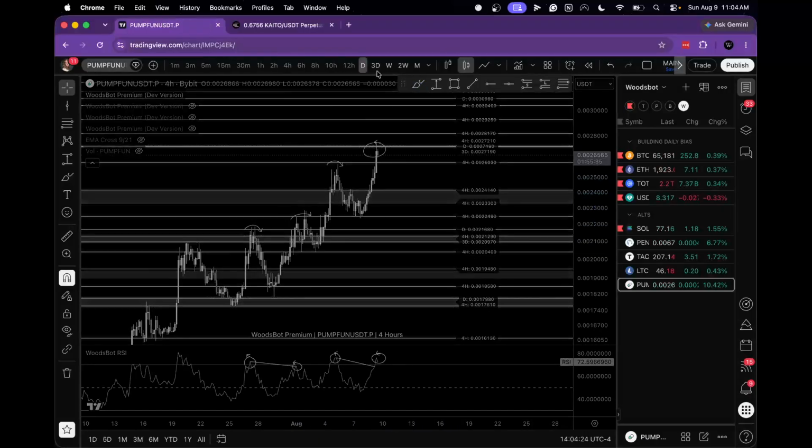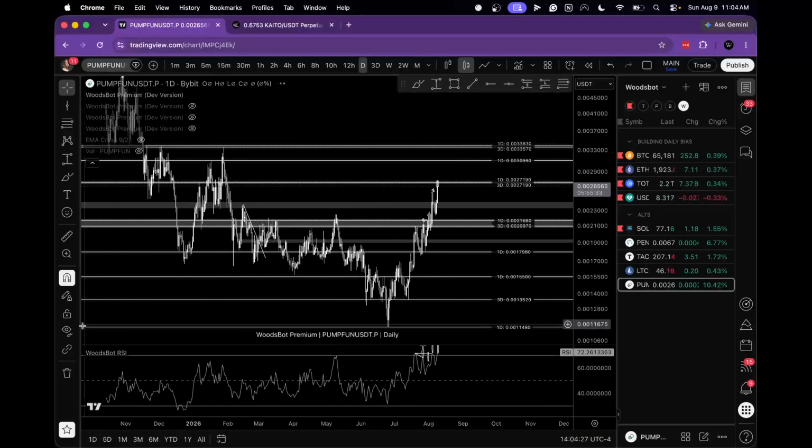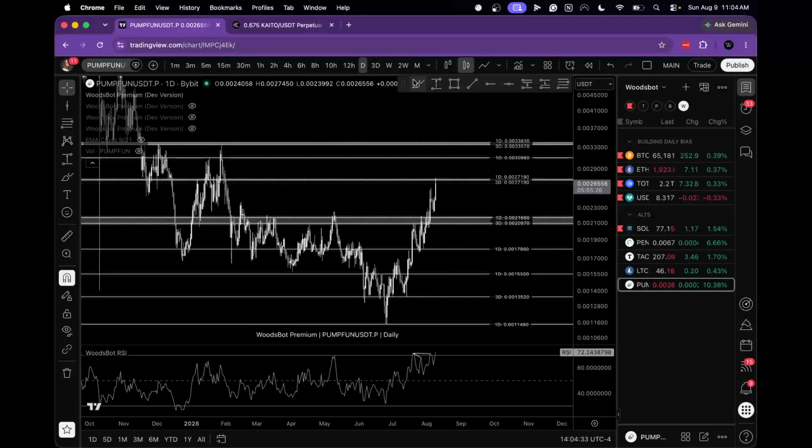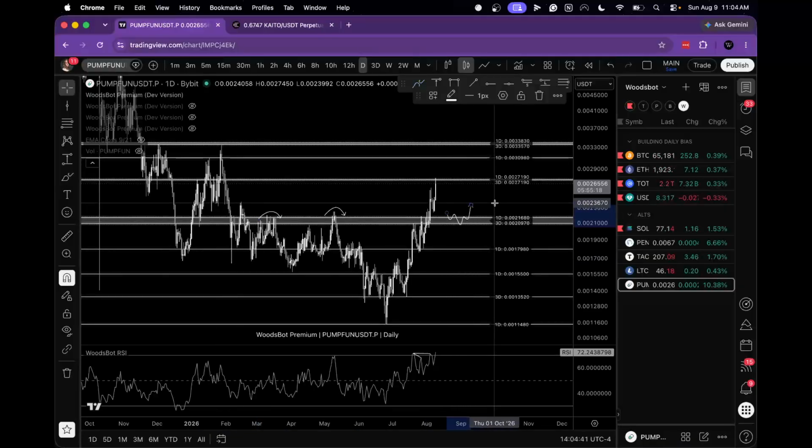If we go to higher time frames and see where we're at, big level here, big level here. Now a deeper pullback into this level would be fantastic, but you're probably pushing 20-something percent.